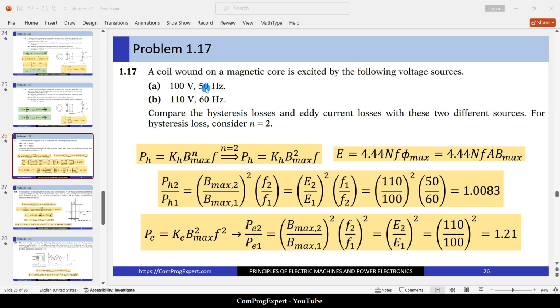The frequency is 50 hertz, and for the next one, we apply 110. This is the RMS value of the voltage. The frequency is 60 hertz. Compare the hysteresis losses and eddy current losses with these two different sources. For the hysteresis loss, consider n equal to 2.